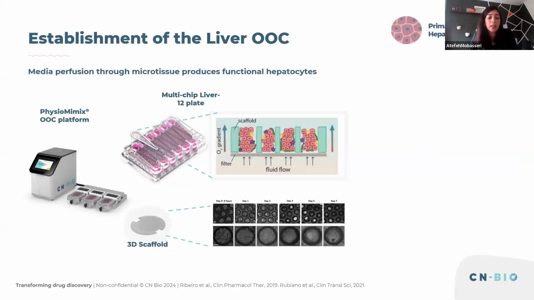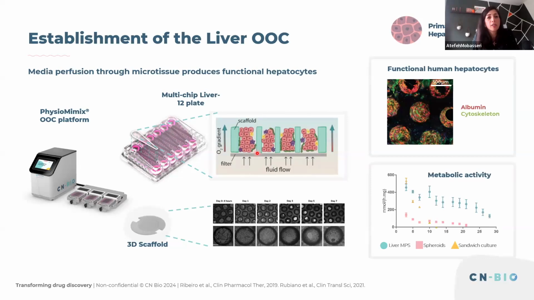So we use our liver plate. We culture the cells in the plate, and in each well we have a 3D scaffold that the cells can grow inside and form the micro tissue. We have continuous flow around this culture to provide the nutrients and oxygen to the cells, and we have a continuous perfusion.